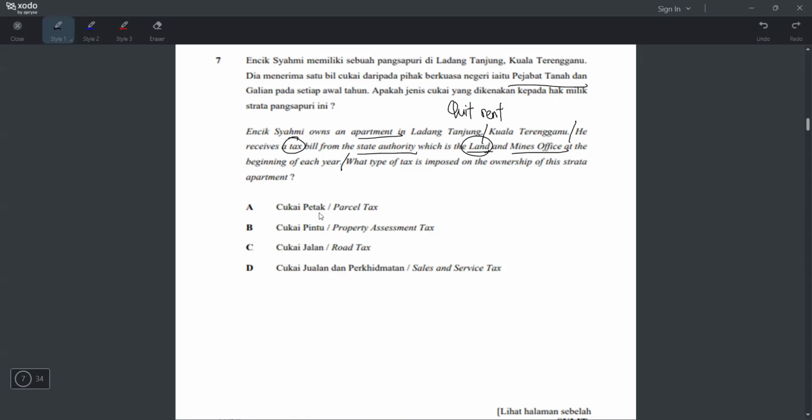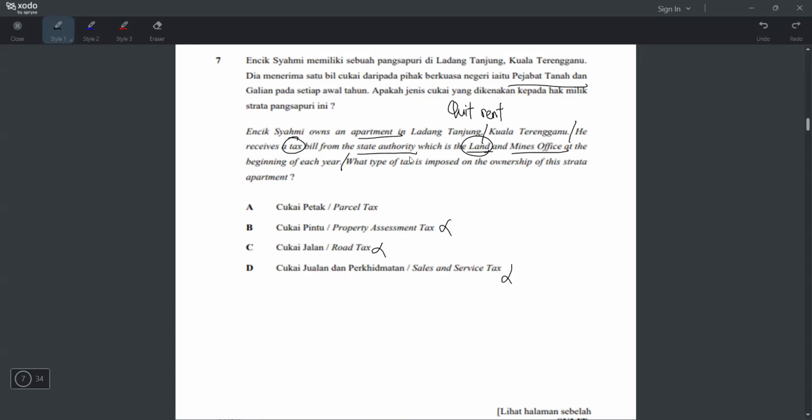A, they say cukai petak. B, they say cukai pintu. C, cukai jalan. D, cukai jualan perkhidmatan. Okay, confirm not road tax lah. And confirm not sales and service tax. Property assessment tax. No. Okay, no. Property assessment tax is the cukai yang apa?